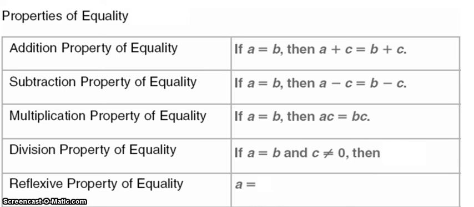With the division property of equality, if A equals B, then we could go ahead and divide both sides by C, as long as C doesn't equal 0. Again, if A equals B and C doesn't equal 0, then A divided by C equals B divided by C. With the reflexive property of equality, this property here is A equals A.